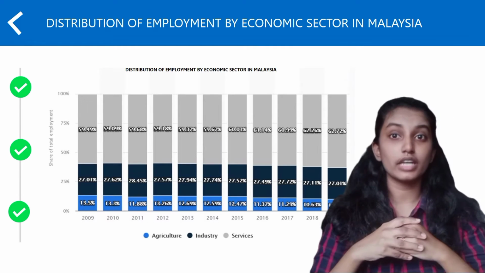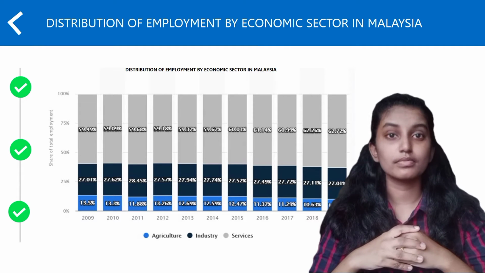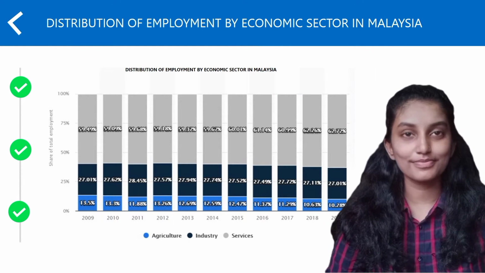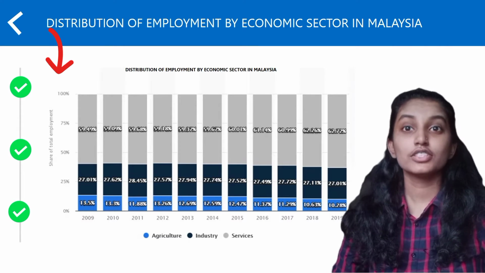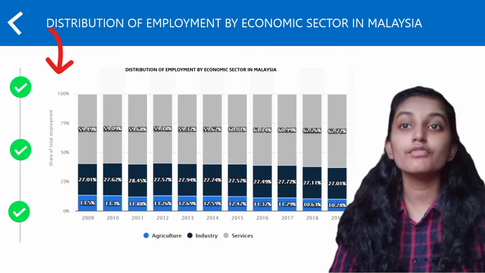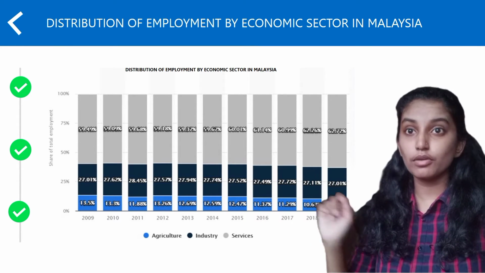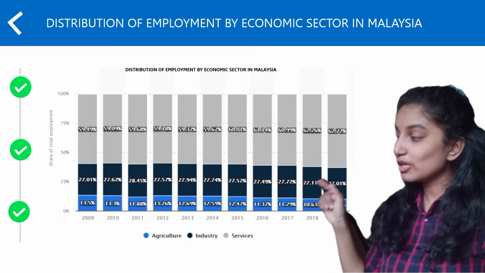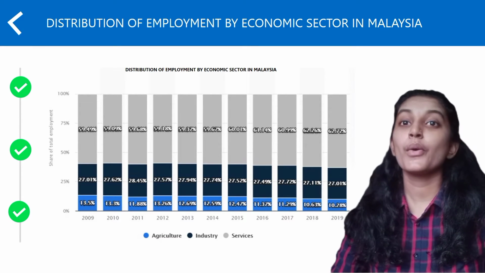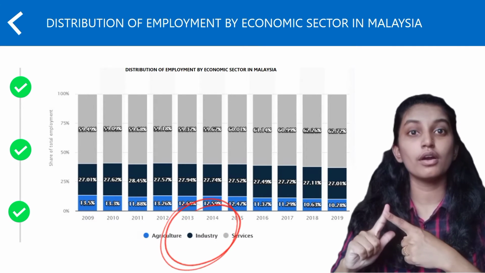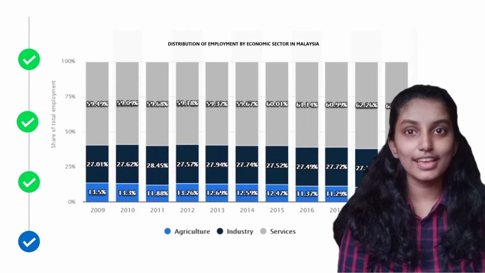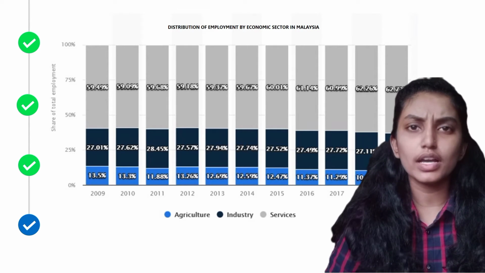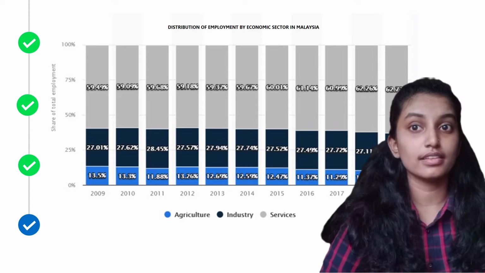As you can see over here, the graph I used in this presentation is a bar graph. At the top of the graph is the title, which is Distribution of Employment by Economic Sector in Malaysia. On the left side of the graph is the share of total employment from 0% to 100%, which is also the y-axis. Whereby at the bottom of the graph is the x-axis, which represents the year from 2009 to 2019. Below the graph is the legend that represents our sectors, which is blue for agriculture, navy blue for industry, and grey for services. According to the graph, I can see that the service sector had the highest employment rate over the years compared to other economic sectors, while the agriculture sector had the least employment rate.